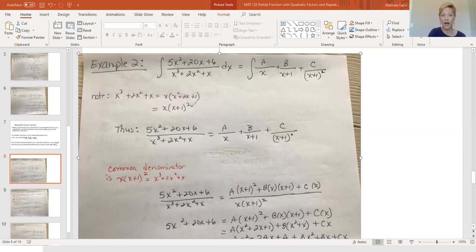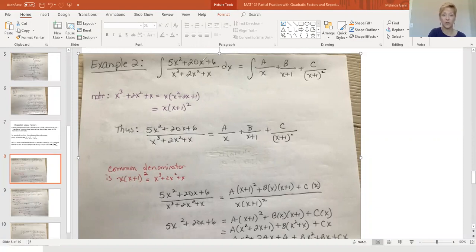Now, if this power, heaven forbid, had been a 5, I'd have to have a first power, a second power, a third power, a fourth power, and a 5th power, okay? So if that doesn't make any sense to you, you need to email me and we'll get together on a one-on-one Zoom and talk about it. From this point forward, it's just like the ones you had for homework, okay?